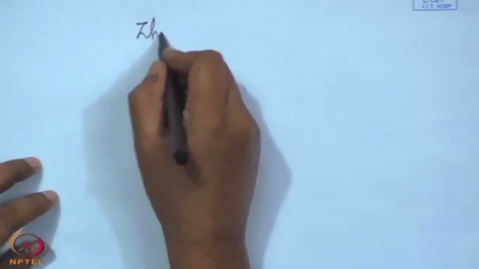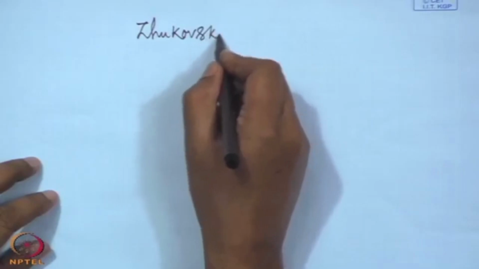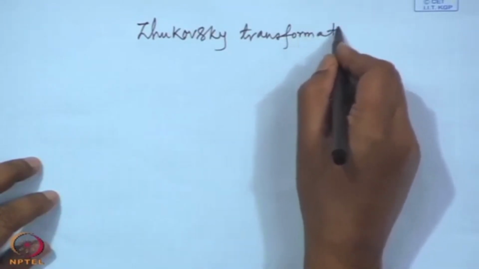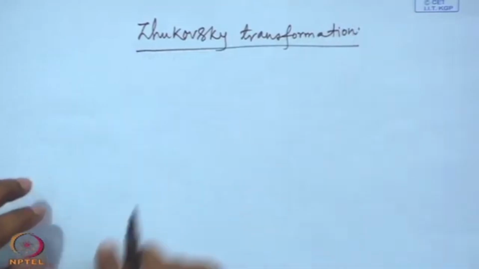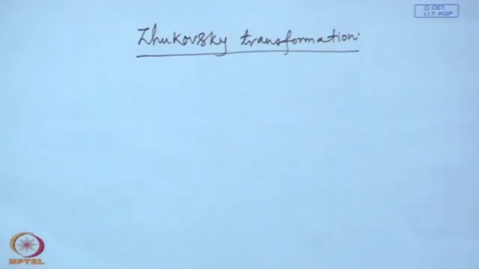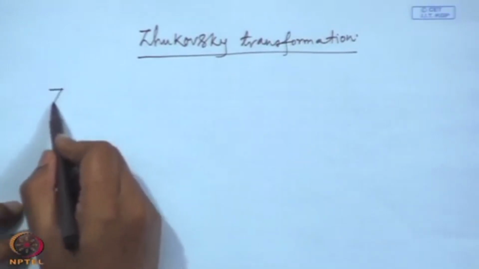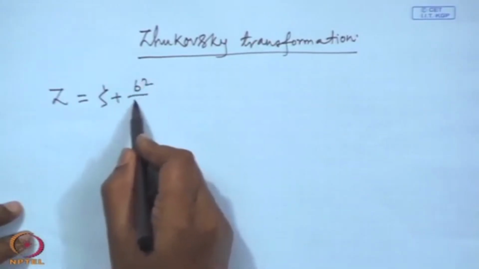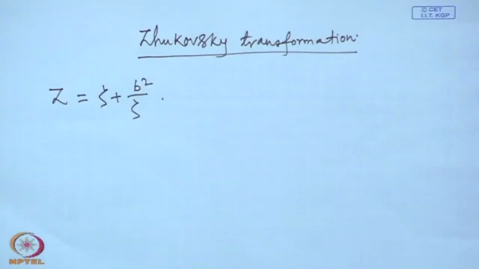So, we consider Zhukovsky's transformation. We consider now that the transformation will map an airfoil in the z plane to a circle in the zeta plane. That is the geometry, whatever is on the z plane, that we are calling an airfoil, and this is mapped onto a circle on the zeta plane.